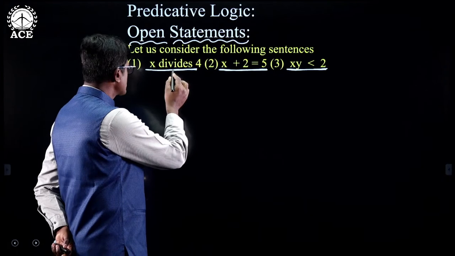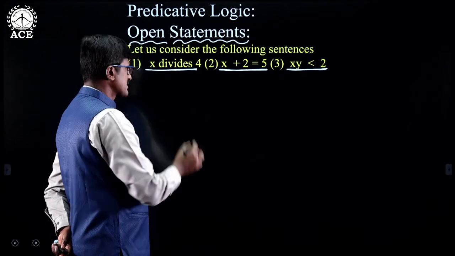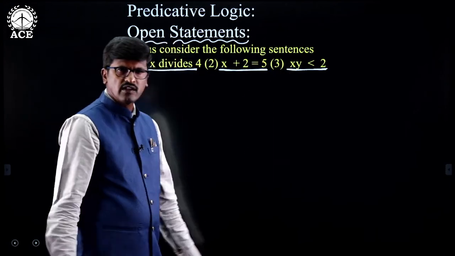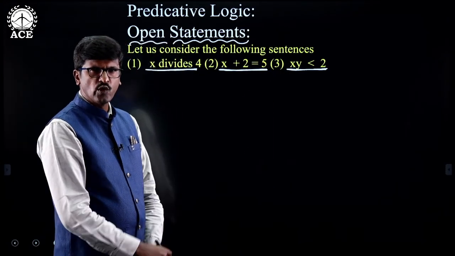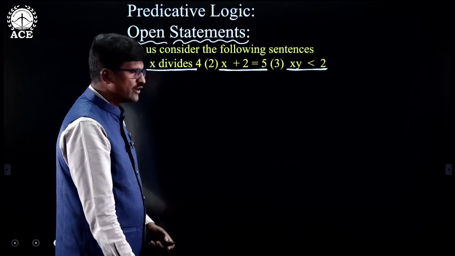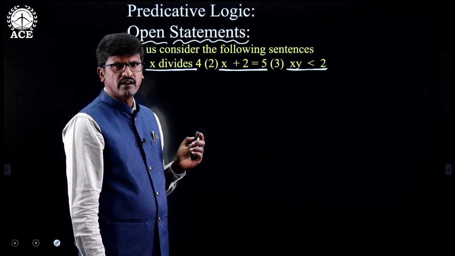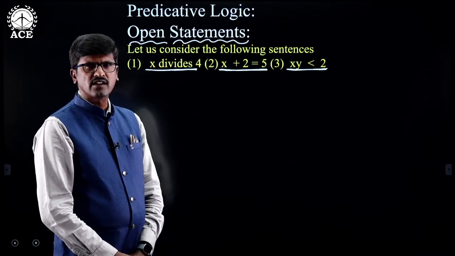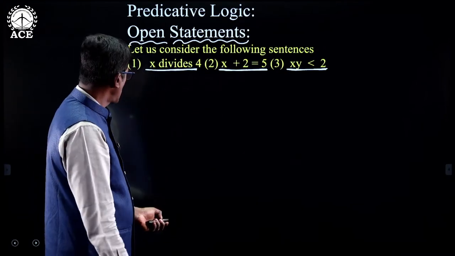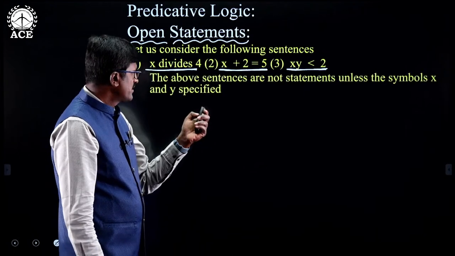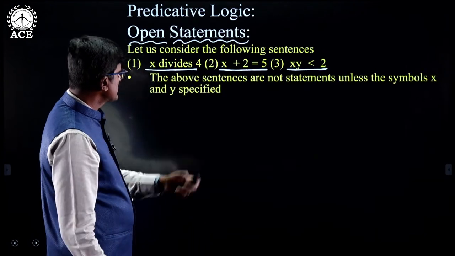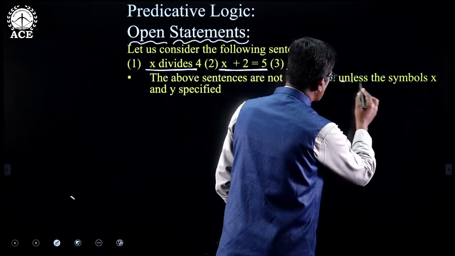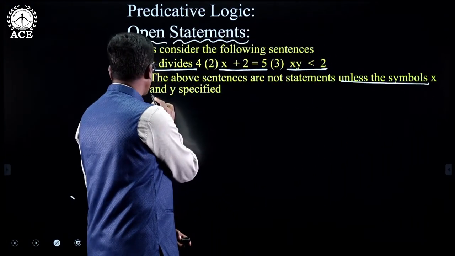For example, in the first, the variable involved is x. In the second, the variable involved is x. In the third, the variables involved are x and y. If I know x and y values, then we will be able to say whether they are statements or not. These types of sentences are called open statements. So the above sentences are not statements unless the symbols x and y are specified.